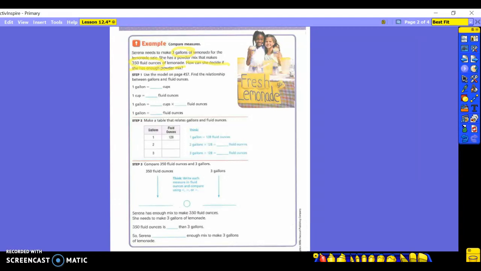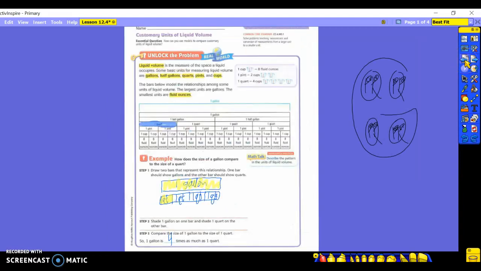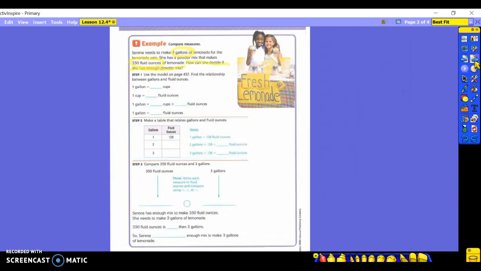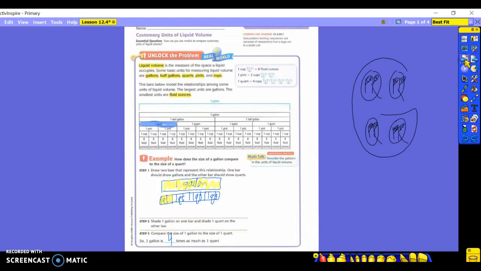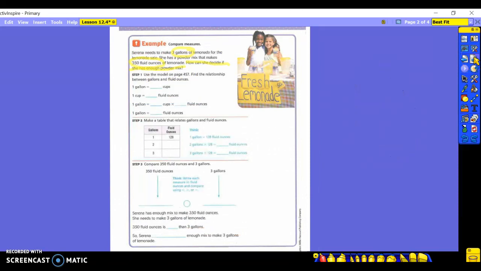So step one says to use the model on page 457, this one here, and again, like I said, you can think of this one if that's easier for you. We're going to find the relationship between gallons and fluid ounces. Now I want you to look at the chart and see how far away gallons and ounces are from each other. Gallons are where on the chart? On the top, where are the ounces at? So do you see how many things we have to go through to get there? We have to go through quarts and pints and cups, okay? So that's what they did here.